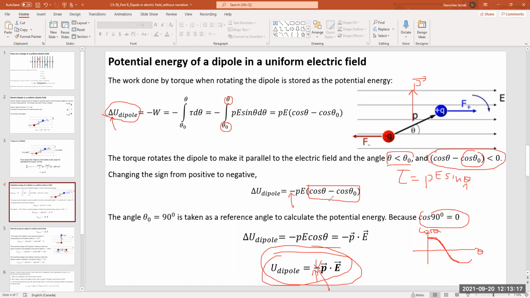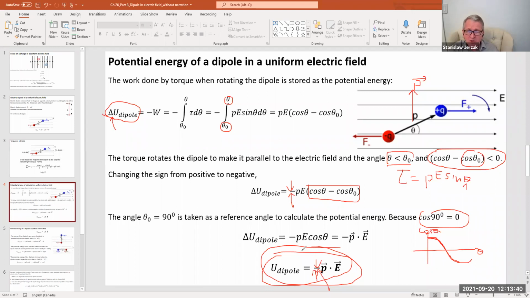I'm sorry. So the final answer will be a positive number, right? Yeah, opposite number. Yeah, because we take that cosine of theta naught as 0 degrees. So that's the reason why it looks like manipulation, but it is not really manipulation.